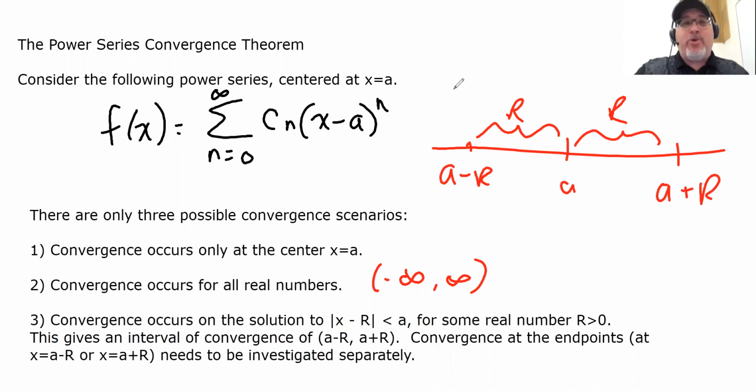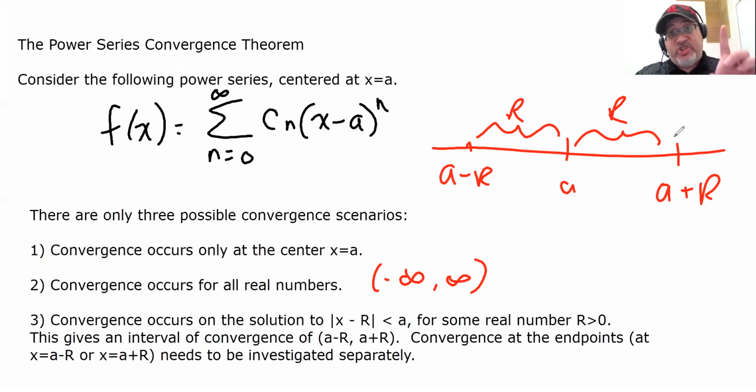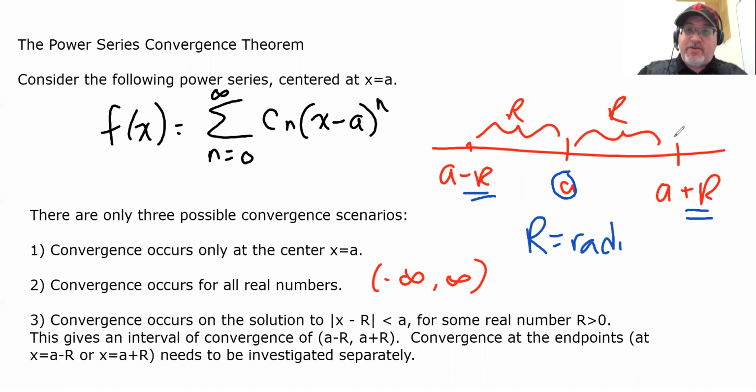So what this power series convergence theorem is saying is you have 3 scenarios for convergence. A, you only converge right at the center, right here, and nowhere else. B, you converge everywhere on the whole number line. Or C, and this is the third part, you converge on some interval that is centered at the center, hence the name, by going the same distance to the left and the same distance to the right. That distance is called the radius of convergence.